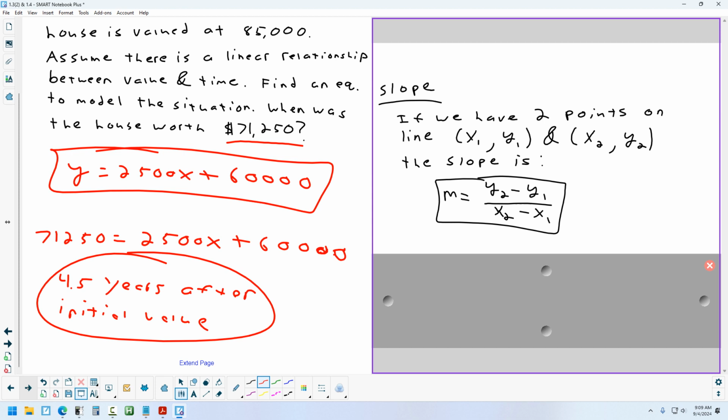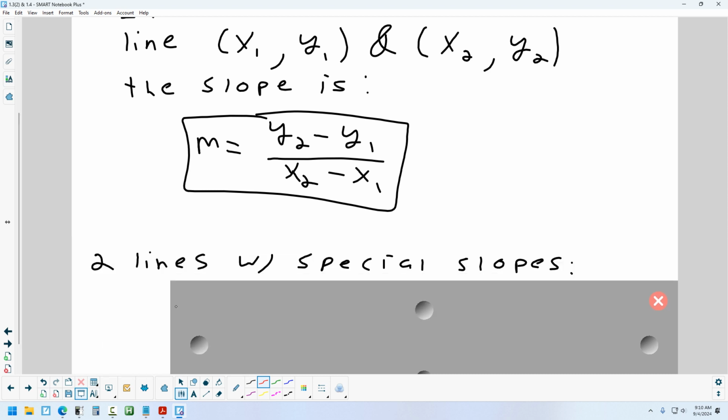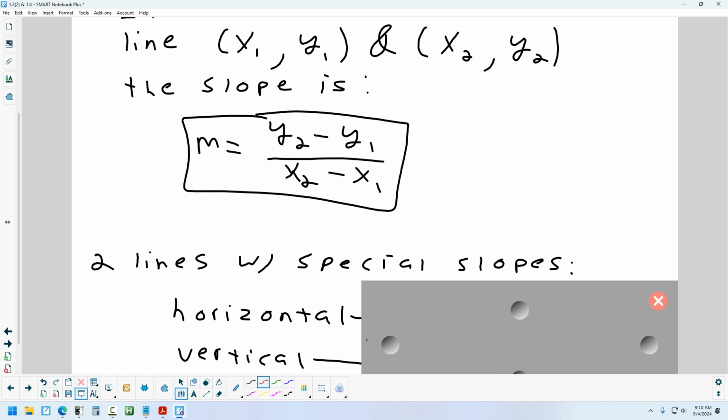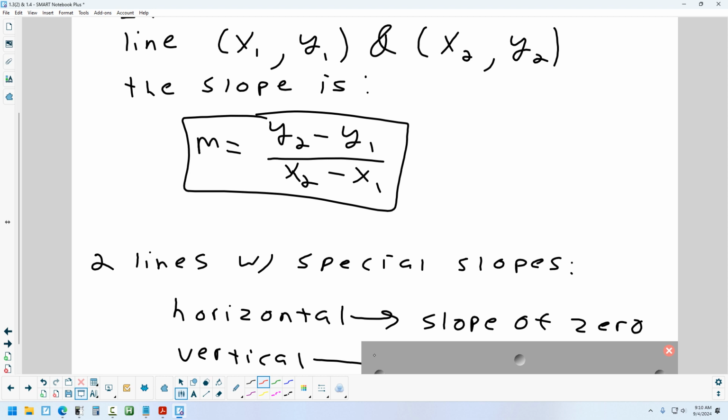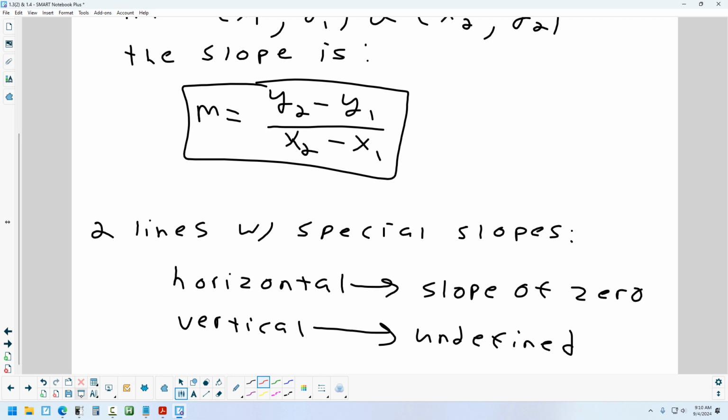Okay. So slope, there are two special cases for slope. This works most of the time, but there are two special cases, and this even works for one of the special cases. But if you had a horizontal line, what's the slope of a horizontal line? Jeff? 0. Yep. How about the slope of a vertical line? Undefined. Okay, so those are two special cases for slopes.